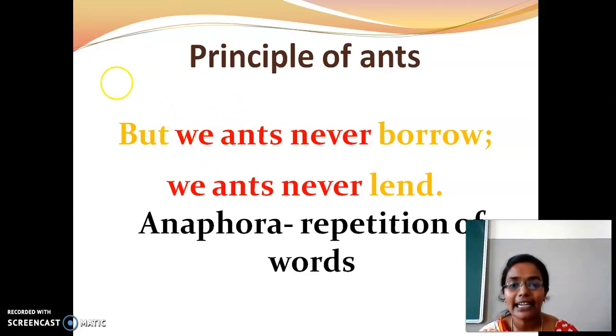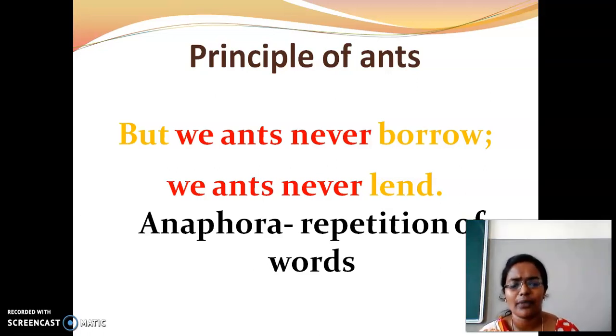So I have highlighted using some red color over here the same words, we ants never, and again it is getting repeated here, we ants never. So this is a poetical device. When repetition of words is happening, that is called anaphora. Am I clear, children? What is the figure of speech anaphora called? Repetition of words. Whenever you see a repetition of words, that is called anaphora.